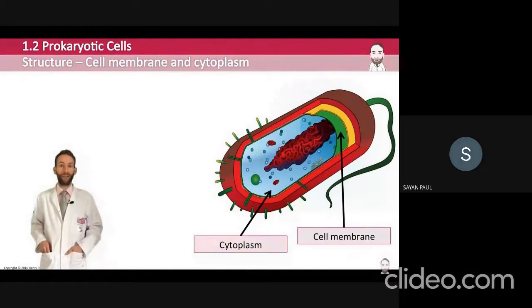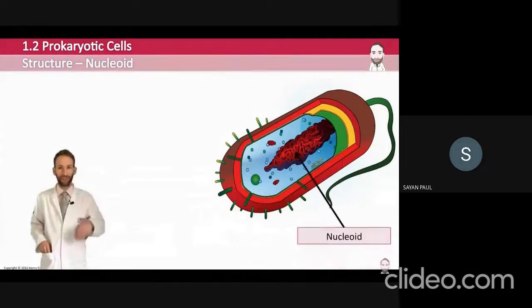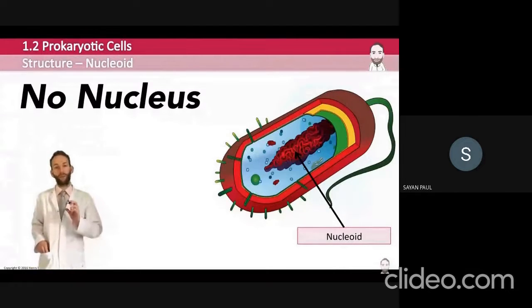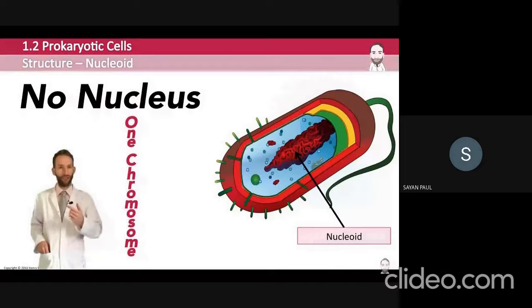Remember, prokaryotic cells don't have a nucleus. They do still have DNA. It's very important that they still have DNA. It's one single chromosome. It's not in a membrane like the nucleus. It doesn't have an envelope around it. That's why there's no nucleus.